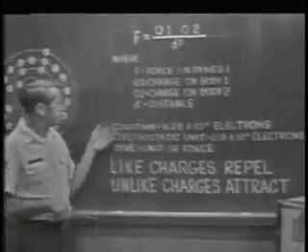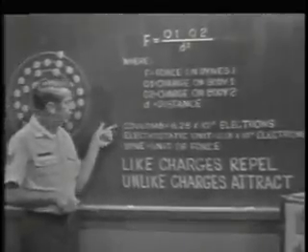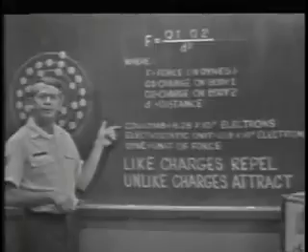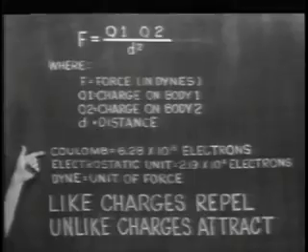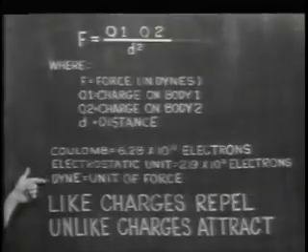Now, here are some terms associated with charged bodies that you should become familiar with. A coulomb, for example, is a measure of the amount of charge. Electrostatic unit is also a means of measuring the charge on a body, while dyne is the unit expressing the amount of force between two charged bodies.